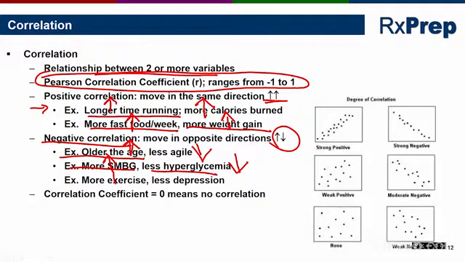The more one exercises has been correlated to causing less depression, or not causing, but associated with less depression. So again, negatively correlated. We also call this an inverse relationship.